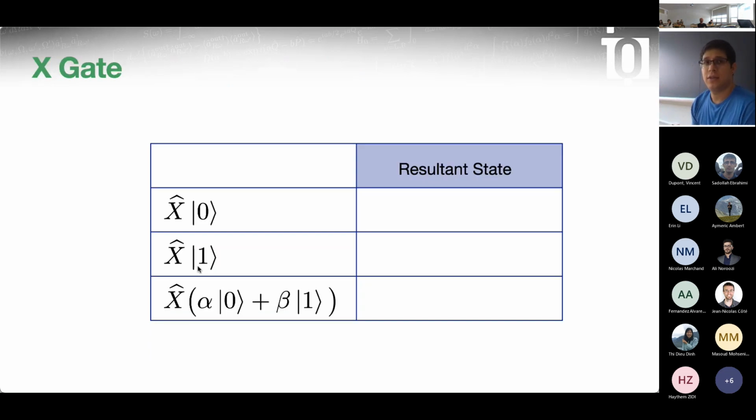What about the X gate? You remember what this does to the 0 state? Yeah, what does that mean? What's the resultant state when you apply the X gate?